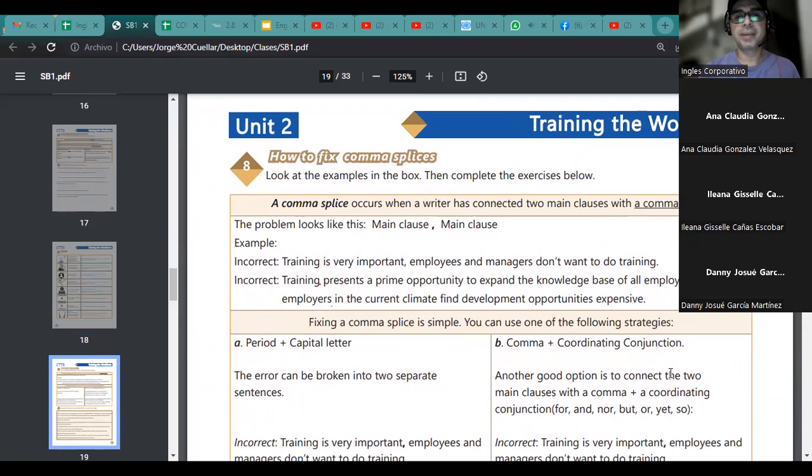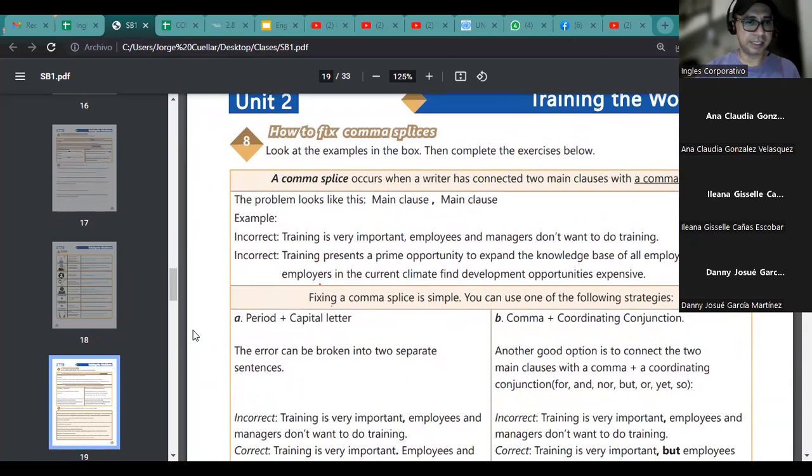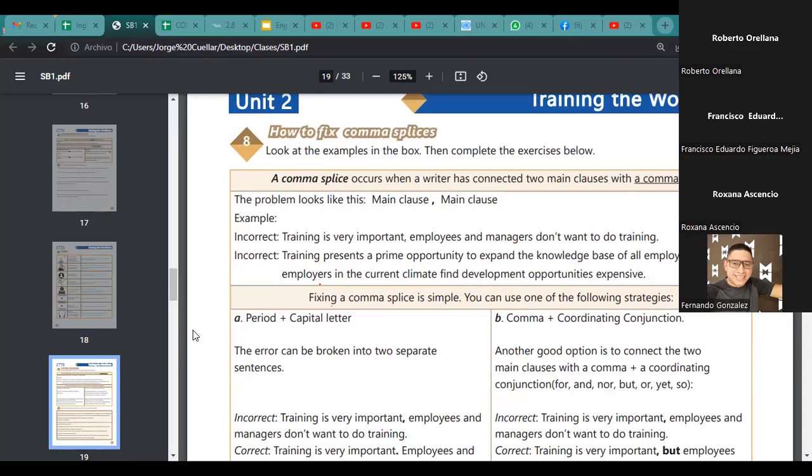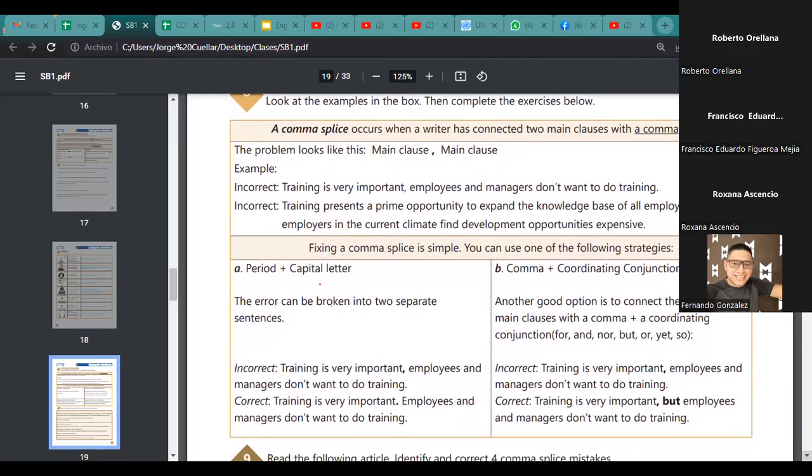How to fix comma splices. So look at the examples in the box, then complete the exercises below. Okay, let's see. Roxana, could you please help us with the reading of this chart? Hello, Roxana.